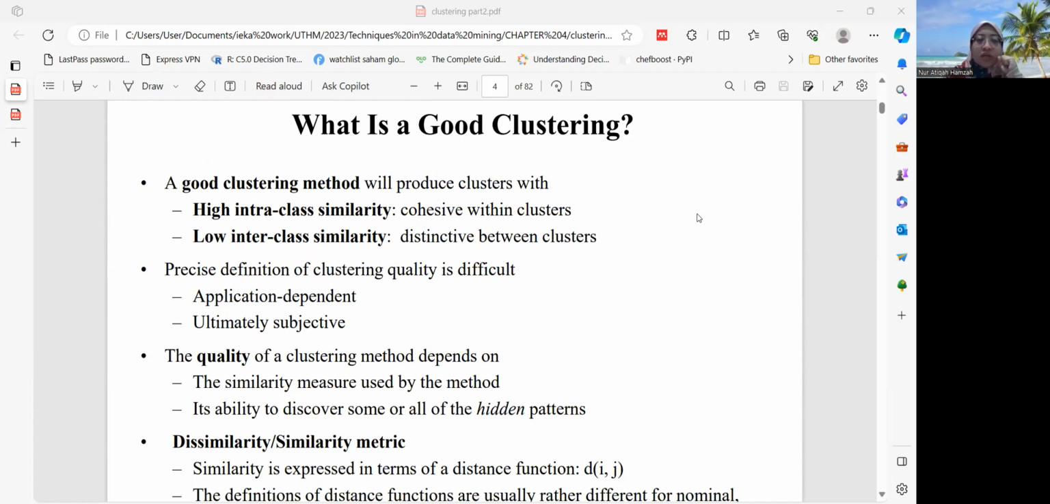So a good clustering will produce clusters with high intra-class similarity and low inter-class similarity.